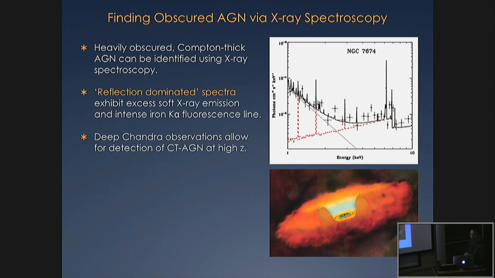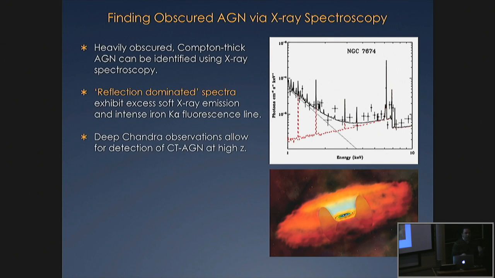Perhaps I don't need to explain this to this crowd, but you can find heavily obscured Compton-thick sources if you have a reflection component. If you've got an obscuring torus and your geometry is just right, you get X-ray photons scattering off the backside of the torus and into your line of sight. This scatters photons at high energies down to low energies, and you end up getting a soft excess at low energies. Here is a regular power-law, unobscured AGN spectrum of what you'd expect, and this is the observed spectrum of a local Compton-thick AGN. You see the soft X-ray spectrum increasing at low energies.